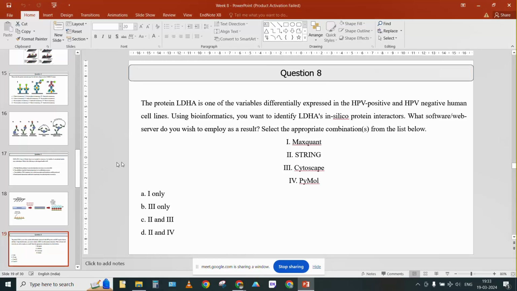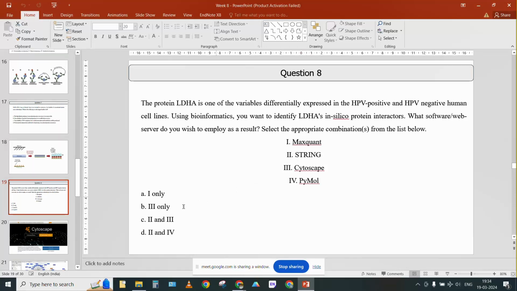The protein LDHA is one of the variables differentially expressed in the HPV positive and HPV negative human cell lines. Using bioinformatics, we want to identify LDHA's in silico protein interactions. What software or web server do you wish to employ as a result? Select the appropriate combinations from the list below. Here we have some core software or web servers: MaxQuant, String, Cytoscape and PyMol. I'll show you some of the interface of Cytoscape and String.